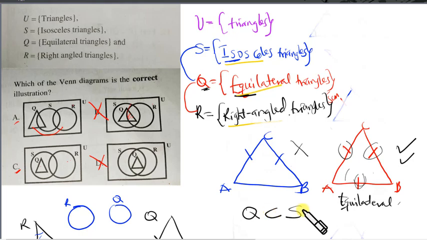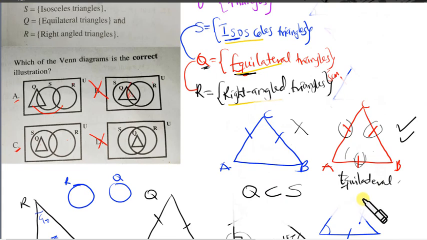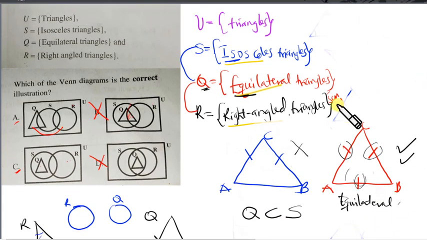So Q is a subset of S, and if Q is a subset of S, then that means that Q is found within S. So equilateral triangle, that is the Q, should be found in the S. And if you look at the first one here, the Q is not in the S. They are just intersecting, trying to tell us that some equilateral triangles are isosceles. That is not true. All equilateral triangles, because all of them have three sides equal. So if you take any two sides, they will be equal. So the correct one is, if you look at this one, the Q, the triangle, is found totally in the S. So this makes C the only correct option.